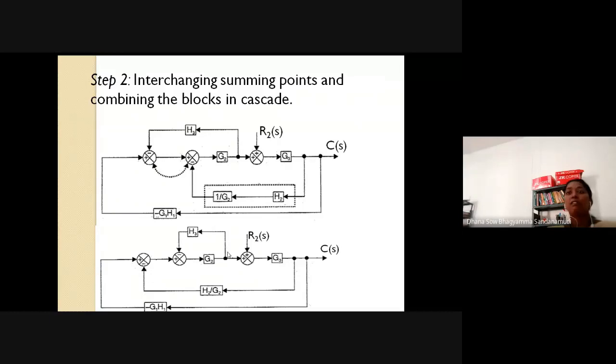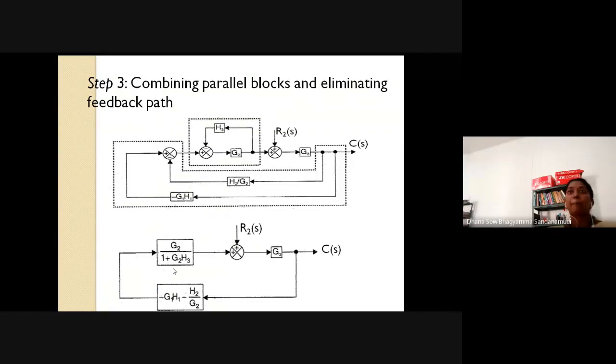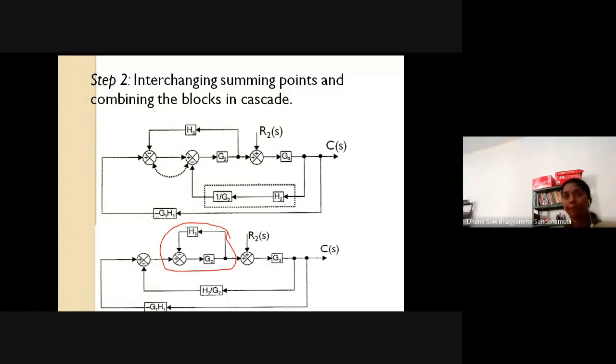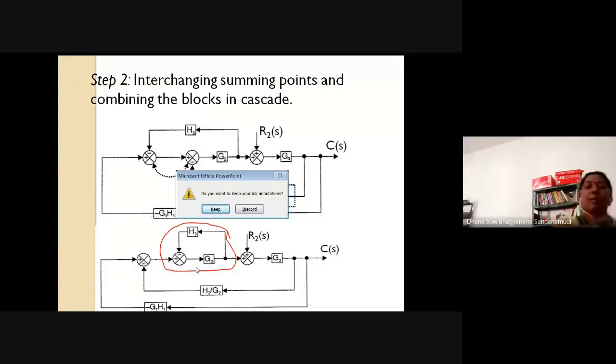Okay. Now if you see, I have got a smaller loop here. It is a negative feedback path available to me. So I can eliminate this feedback element. I can eliminate the feedback path. So next, step number 3 is eliminating the feedback path.